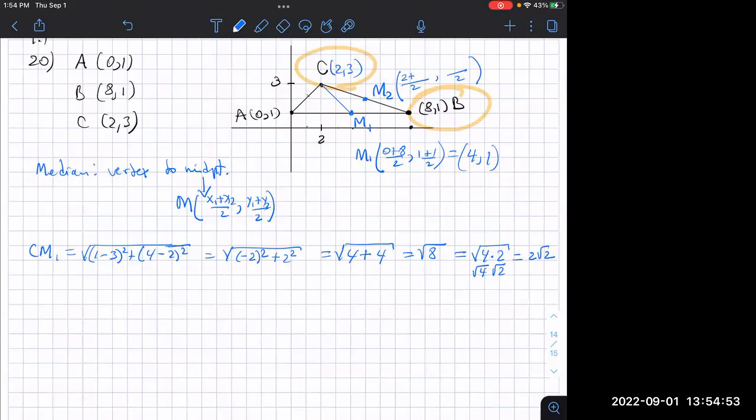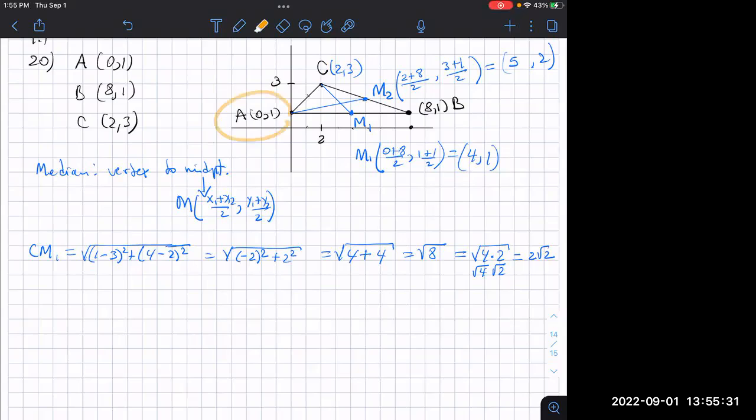Is it 1, 1, 2? 1, 2. Not the 1. The 2 is correct because 3 plus 1 over 2 will give you 2. But the other one is 2 plus 8, and that will give you 5. Okay, distance formula applied to, we connect A with M2.